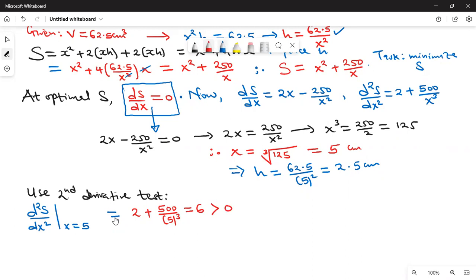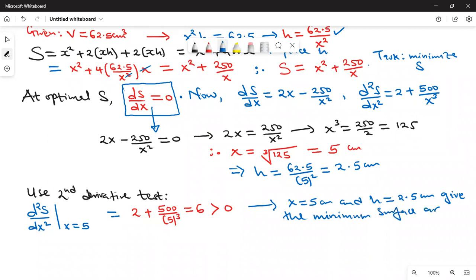That therefore, this means that x is equal to 5 centimeter and h is equal to 2.5 centimeter. These values give the minimum surface area of the box. Of course, the open box.